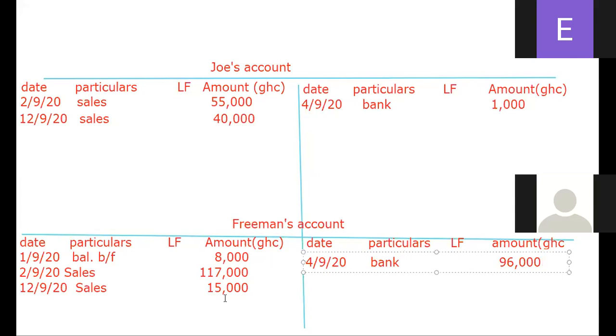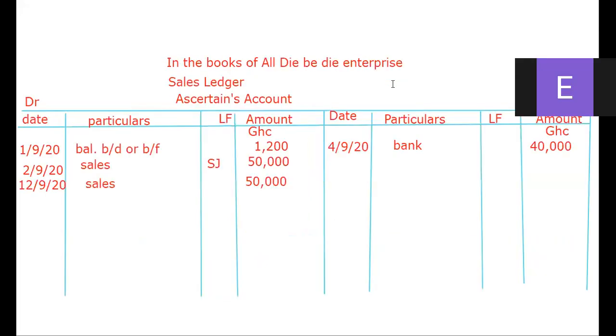What else? 8th of September. I thought somebody said there were some returns. Yes, on the 8th of September, return inwards. How much was it? 10,000 Ghana cedis.